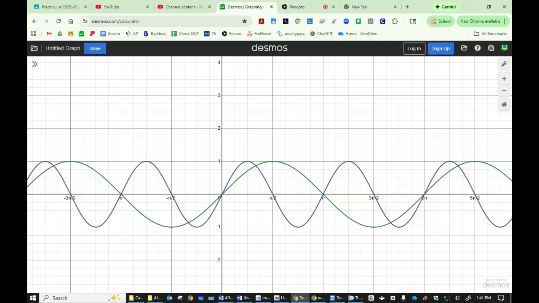How many cycles does the purple graph make in the original 2 pi? It makes 2. That's the 2. So this number actually tells you how many cycles the graph is making within the original 2 pi. Watch what happens. Let me show you what happens when that's a decimal number.